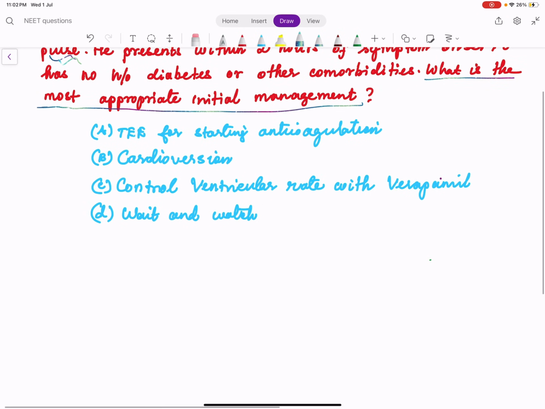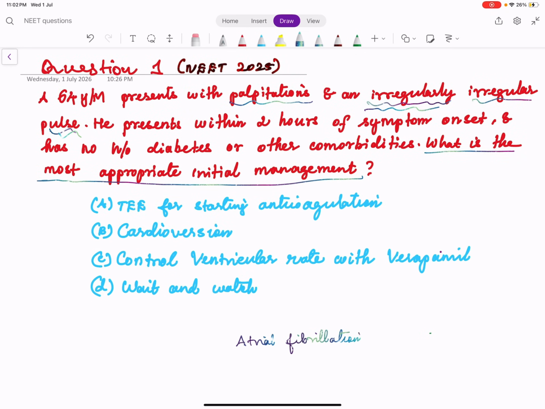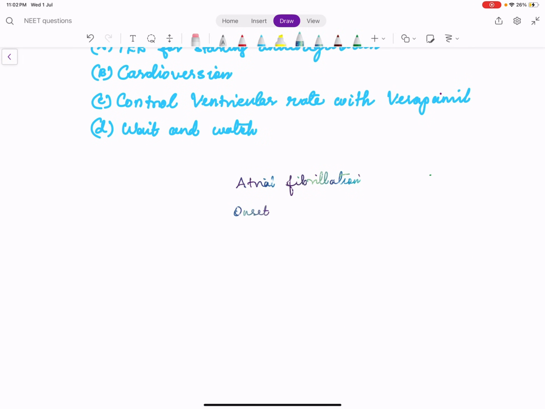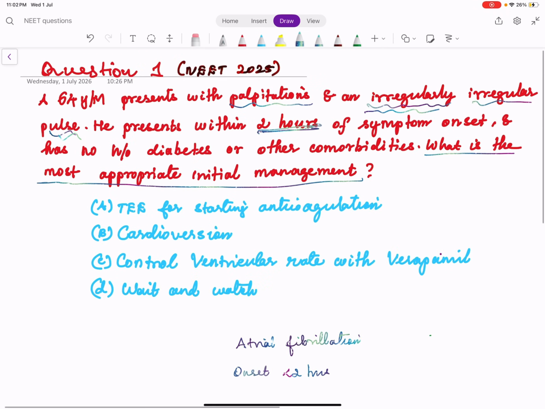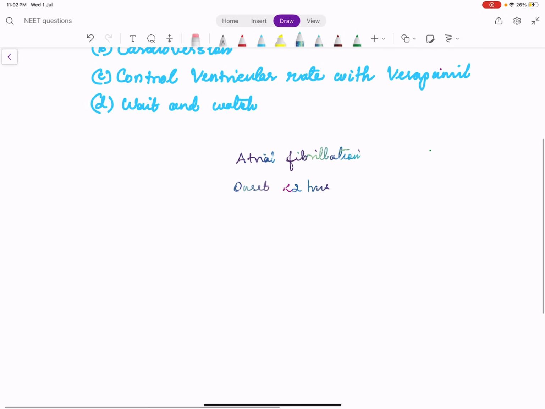So only one condition produces irregular pulse, which is atrial fibrillation. So this is a 64 years male having atrial fibrillation. And the next clue here is the onset of symptom is less than 2 hours. And he has no history of diabetes or other comorbidities. So why this is important is, as you all know, by the cause we can classify atrial fibrillation into valvular atrial fibrillation and non-valvular atrial fibrillation.